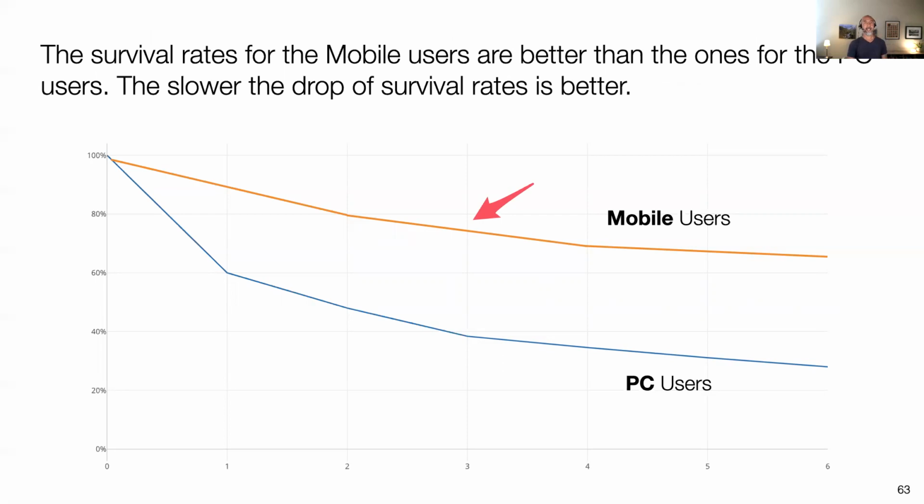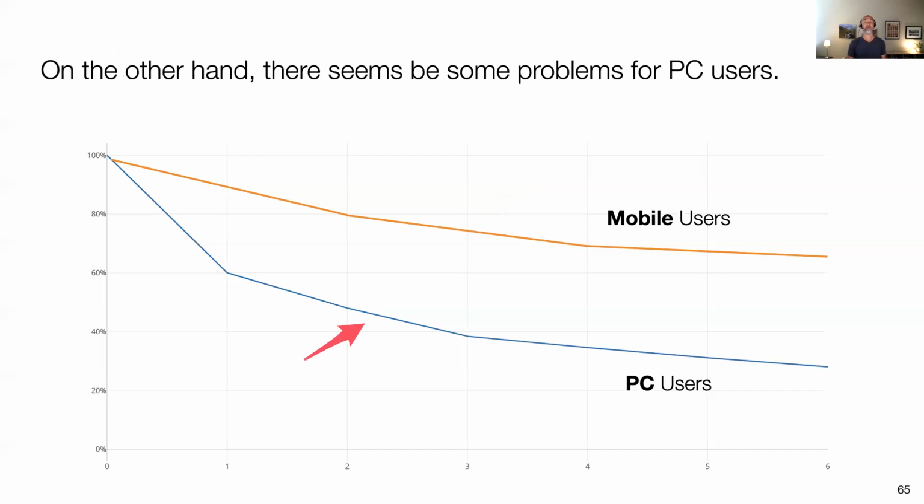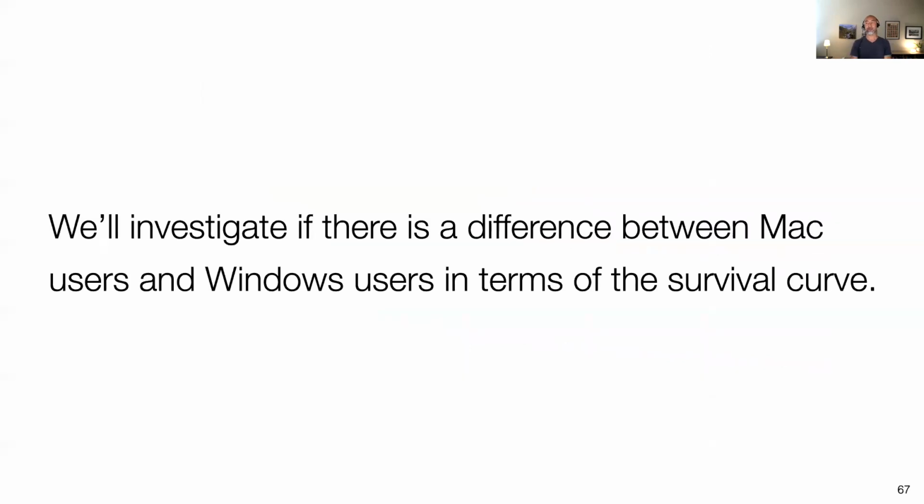So we can say, hey, something is going on with mobile users. Probably the mobile experience is much better, or maybe there's some value that only mobile users can get out of it. Something's working. However, something's not working for PC users. So when you have two groups and compare them, and you see something like this, that's where you want to pay attention to why churn or the survival rate is not great for the PC users.